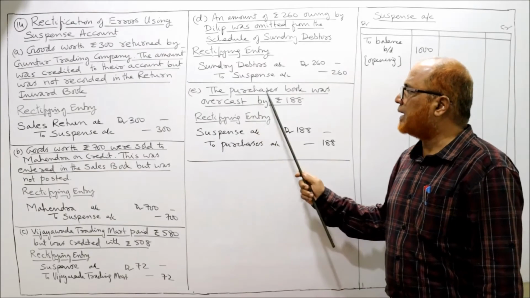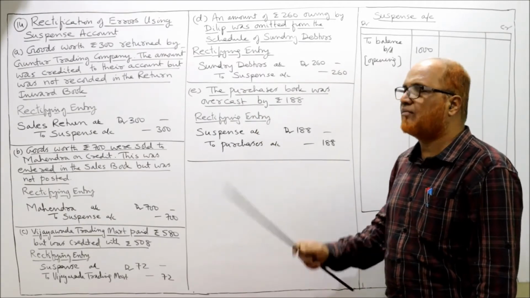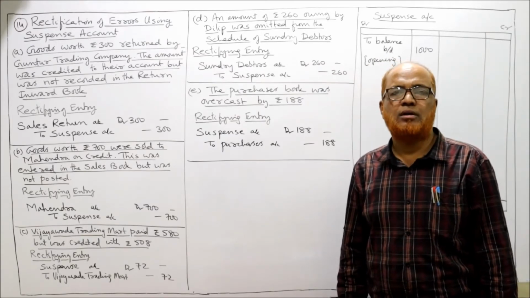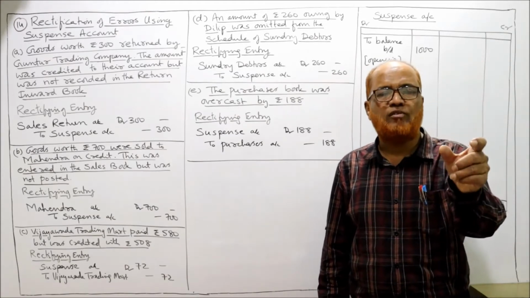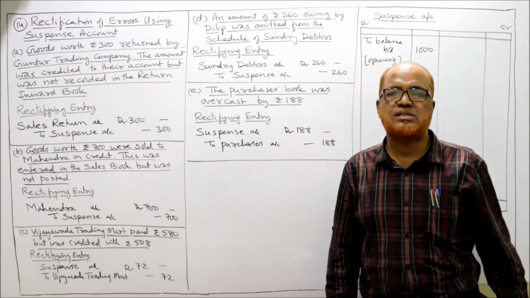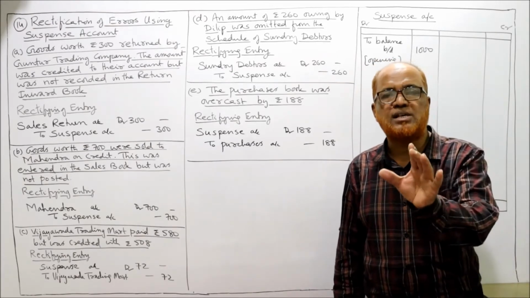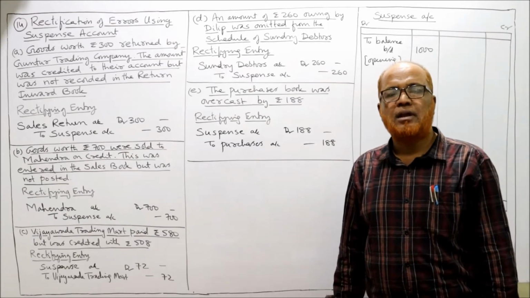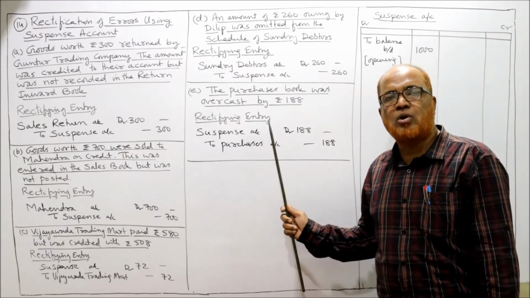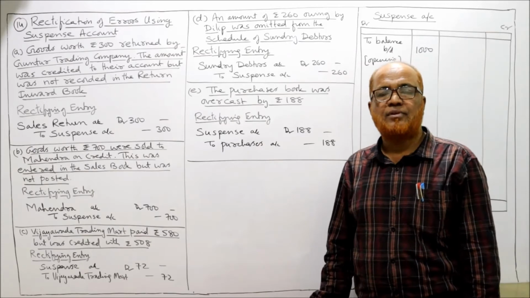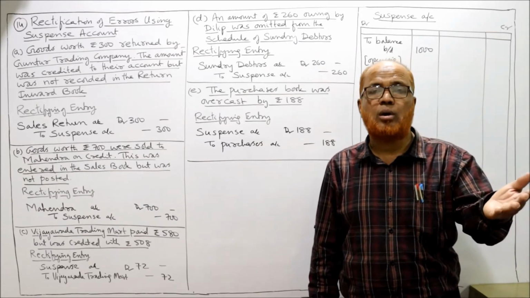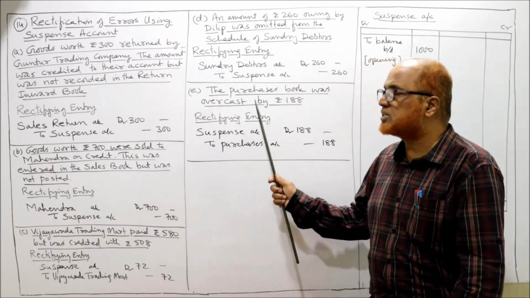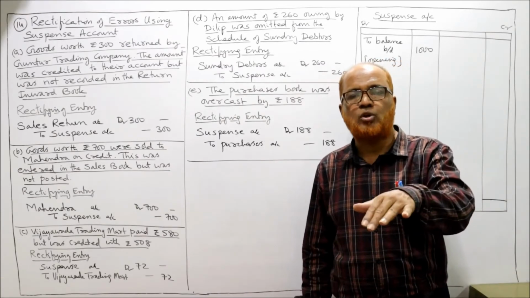Last one. The purchase book was overcast by 188. Purchase book is a subsidiary book. The total of purchase book will be posted to purchases account. Purchases account will always show a debit balance. Now it is saying the purchase book was overcast. Overcast means we have taken more. On which side have we taken more? Debit side, because the purchase book will be transferred to purchases account.